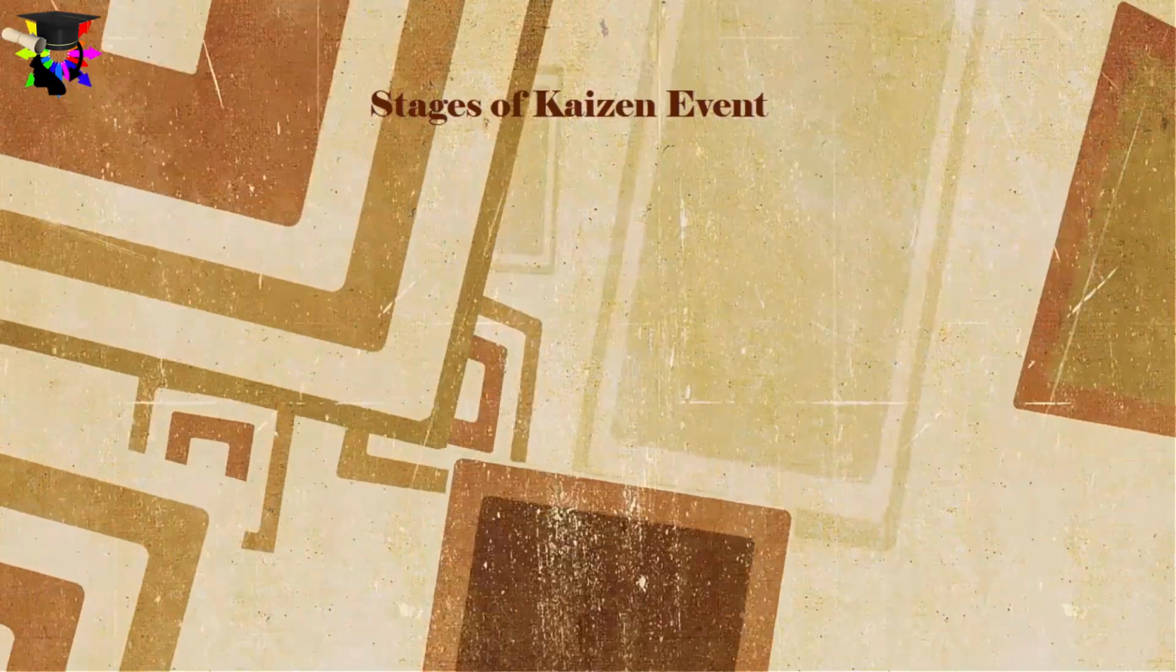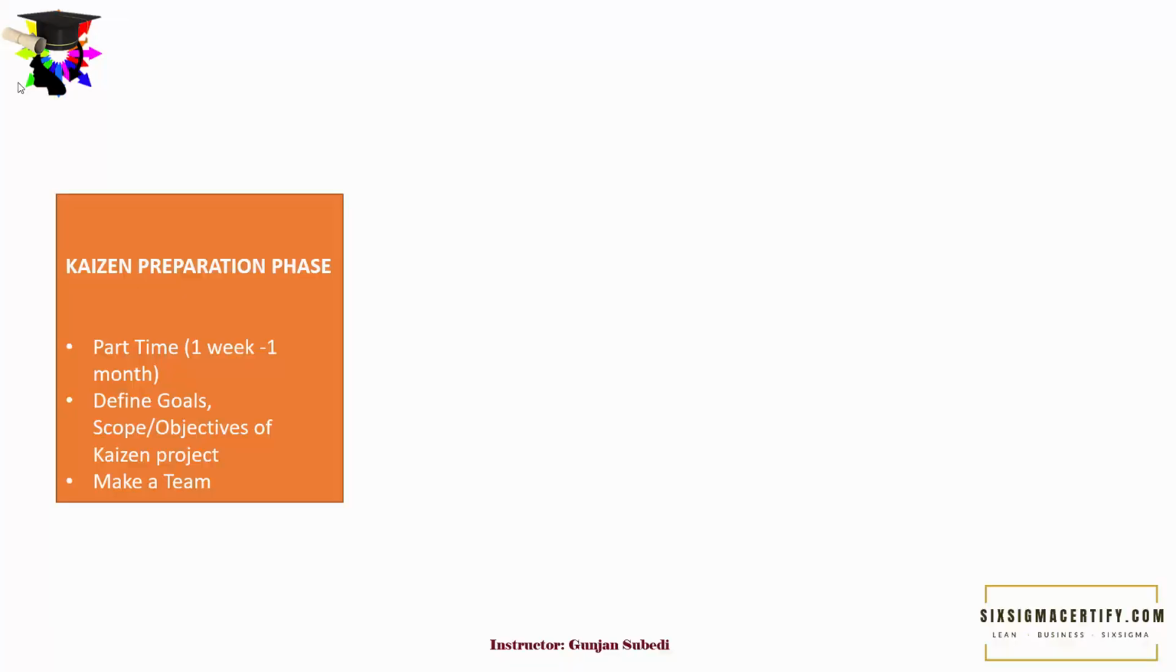There are 3 stages of the Kaizen event. The Kaizen preparation phase, which is done part-time. It may take anywhere between 1 week to 1 month. And basically, in the preparation phase, we define the goals and objectives of the Kaizen project. We also make a Kaizen team in this stage. We will talk about the Kaizen preparation phase in depth later, but for the introduction, let's look at the other phases.